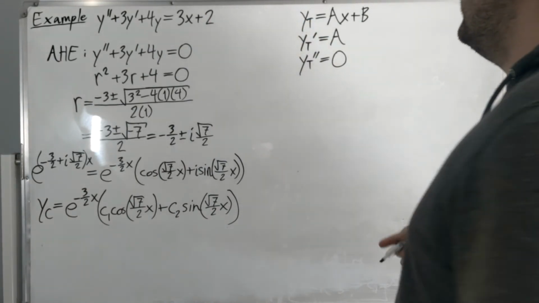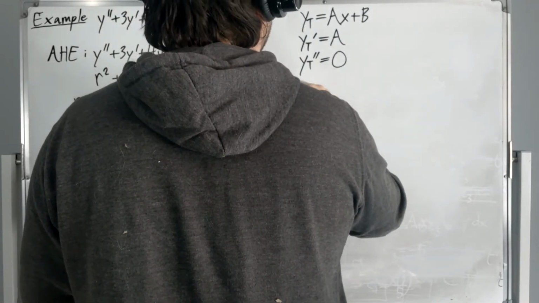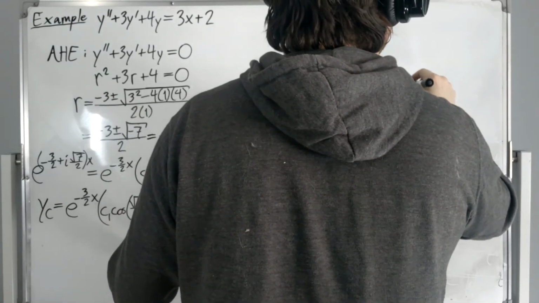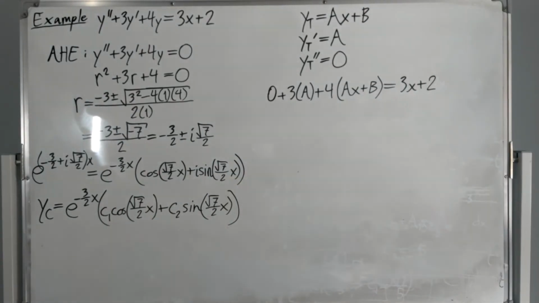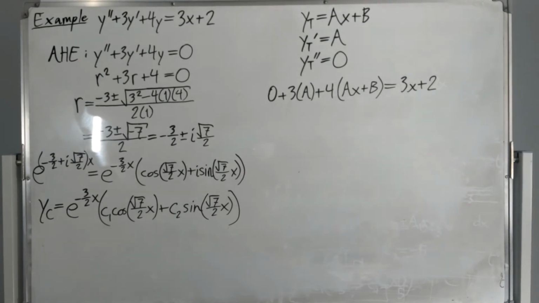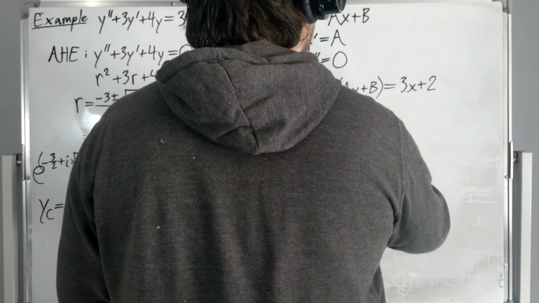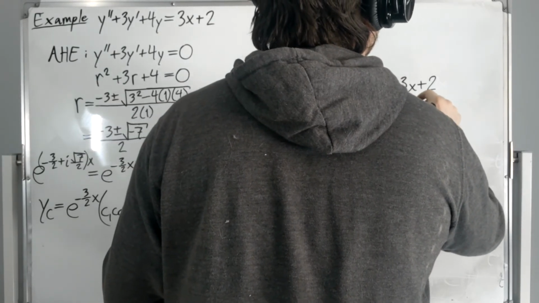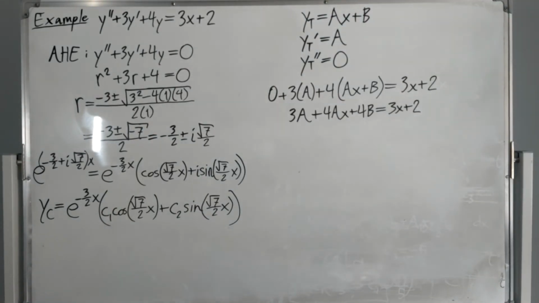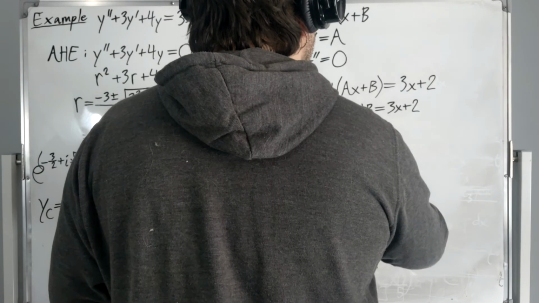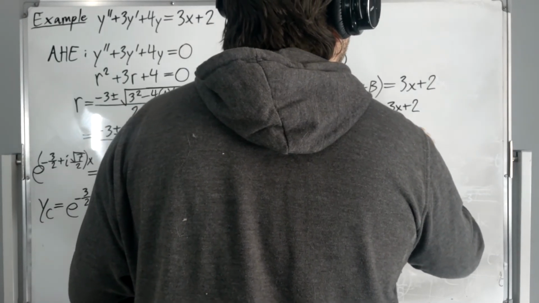You put this information into the original ODE. So you get 0 plus 3 times a plus 4 times ax plus b equals 3x plus 2. All right. In that case, 3a plus 4ax plus 4b equals 3x plus 2. From here, what we're doing is very similar to what we do in partial fractions. We have 4a times x plus 3a plus 4b equals 3x plus 2.